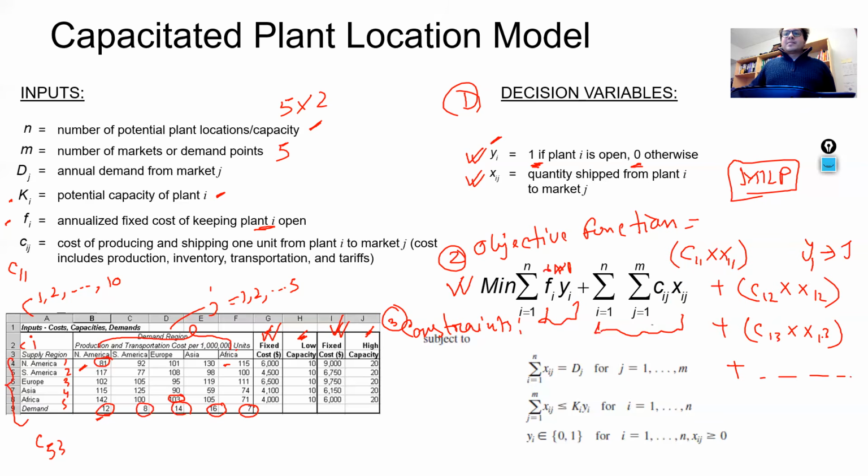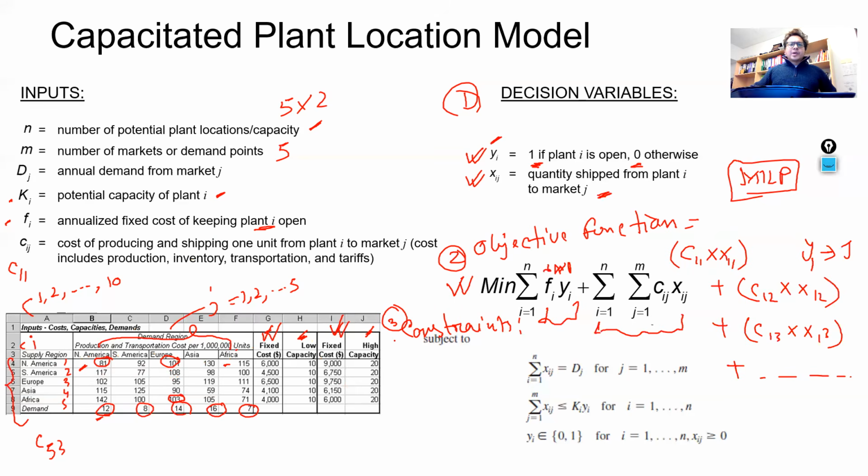The value of X we don't know yet, we will find out based on the optimization. But for now, we know the values of cost because we already found them and put them in our table. Here, for example, C13 is this value, the cost for North America to Europe. When we find out how much we are going to send from North America to Europe, that will simply be multiplied with this cost and then added up for all the costs multiplied with the values.